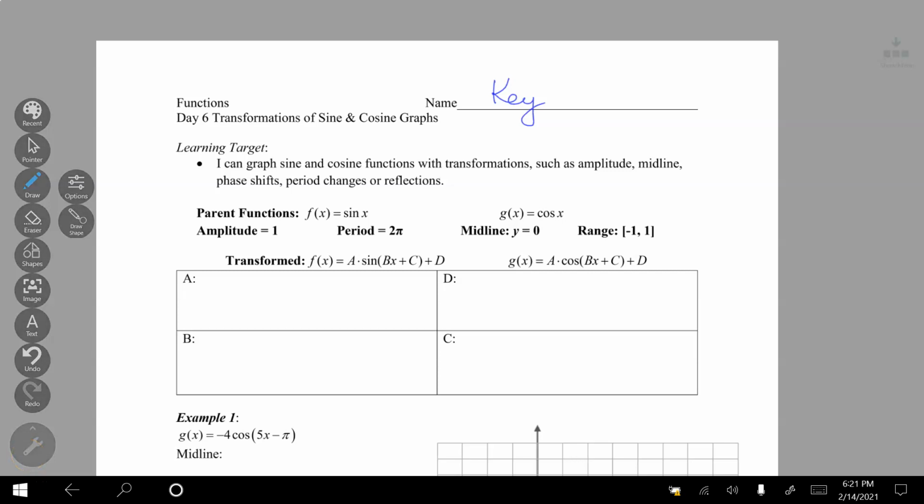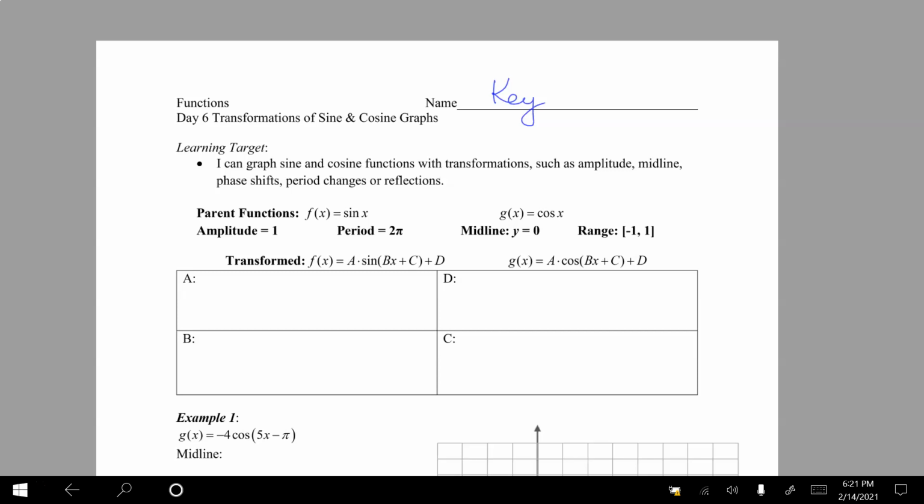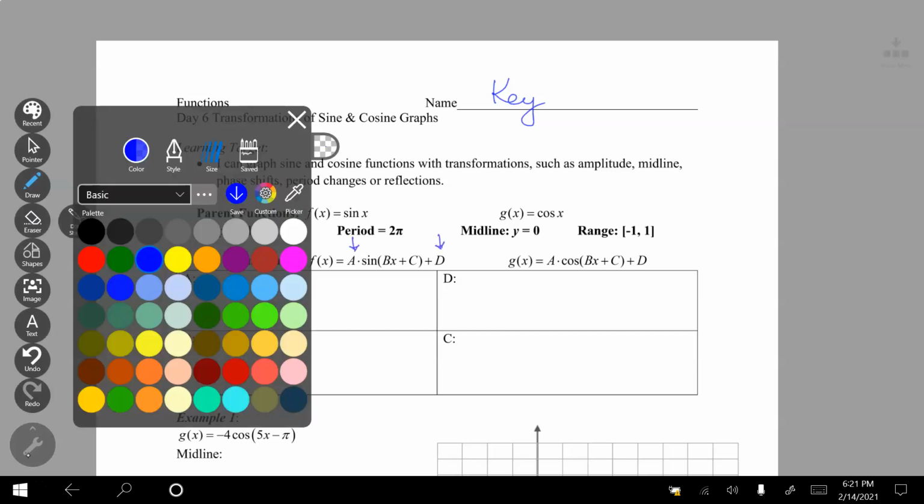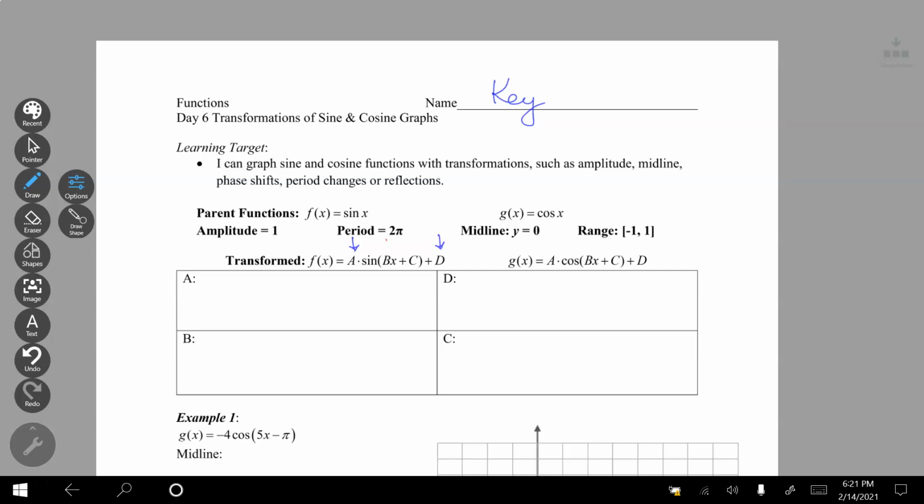Welcome to day 6, transformations of sine and cosine graphs. We already did some graphing of sine and cosine on day 4. The only thing we did for transformations were the amplitude changes and the midline changes, and those were the letters A and D. Today's class is going to focus on what happens when there's a B and a C.